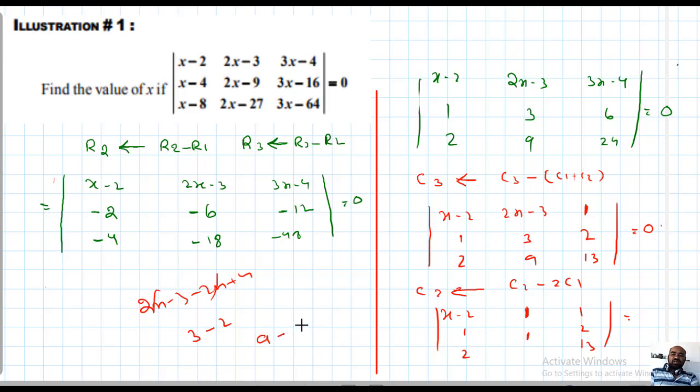9 minus 4 is 5. So what happened? The problem becomes somewhat easy for us to find the determinant, because all are numbers. More generally, here also we can make 0 by subtracting this. You can use transformations in such a way. Now you don't need transformations because we already have only one variable here.